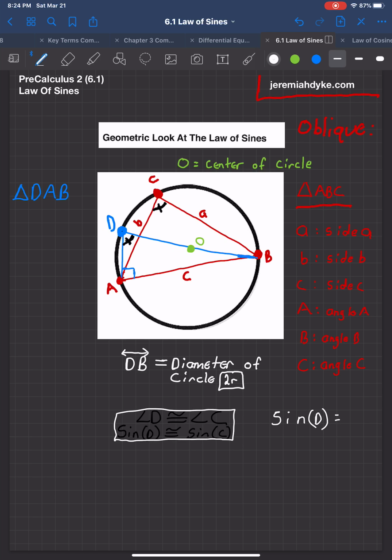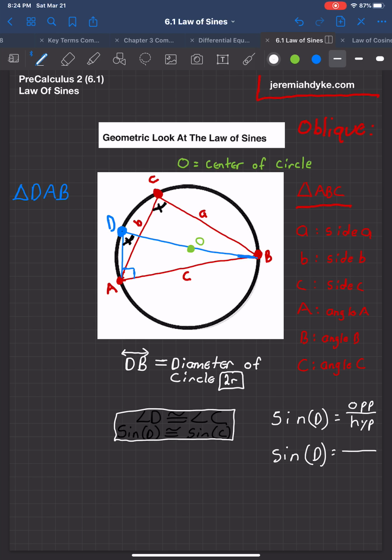Well, by definition, sine is the opposite over the hypotenuse. But let's do a little bit better than this. So sine of D. All right, ready? Let's find angle D, and then let's find the side opposite of angle D.